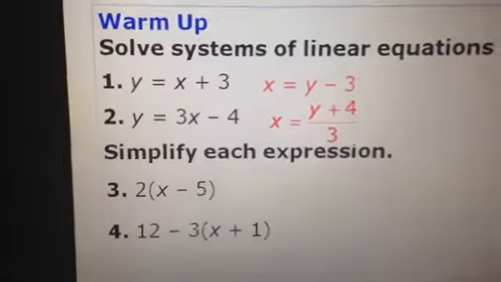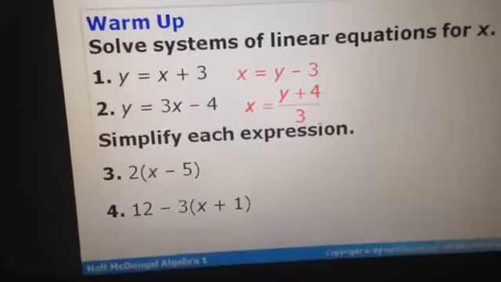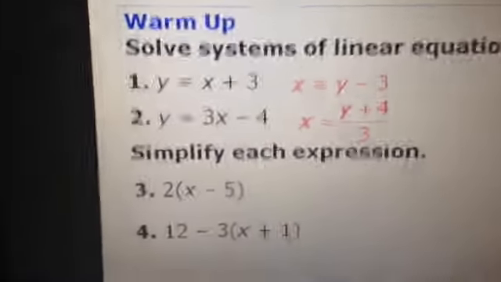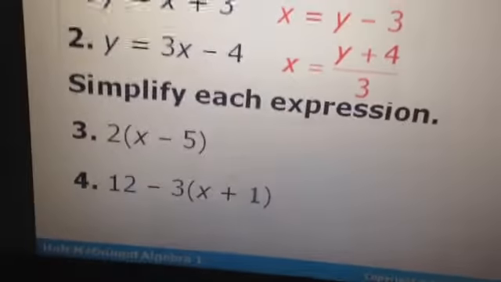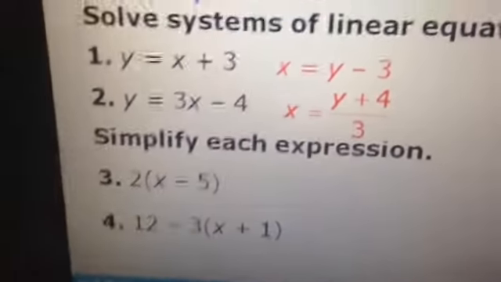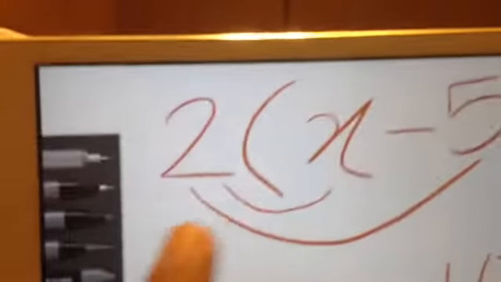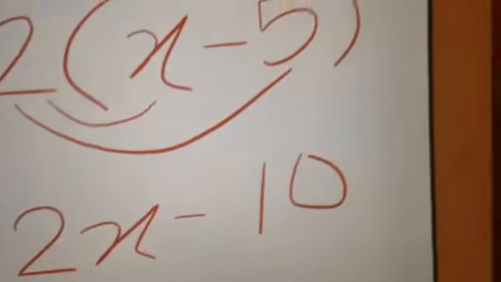And the third one is 2 bracket x minus 5 bracket. What you have to do basically here is just multiply the x and the negative 5 with 2. It's as simple as that. 2 multiplied by x, 2 multiplied by 5. So 2 multiplied by x is 2x, and 2 multiplied by 5 is negative 10. So 2x minus 10, and that's the answer. It's as simple as that.